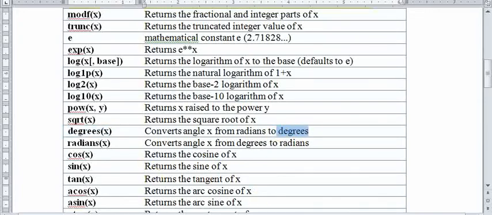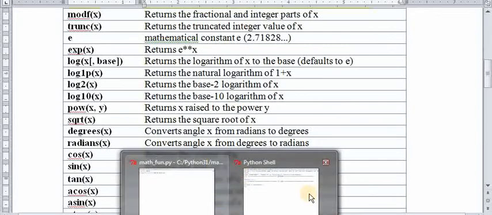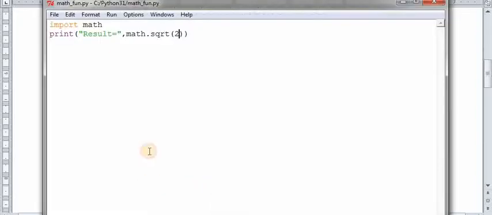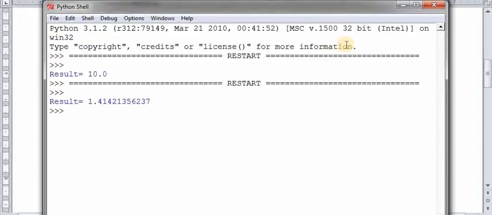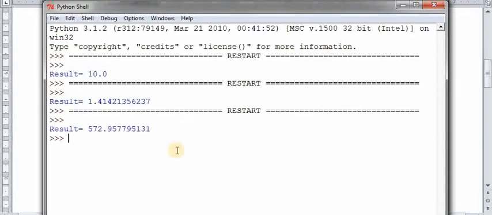Okay, so write down degrees. Suppose you have written down 10 degrees. Okay. So 10 degrees will be 572.19 degrees.